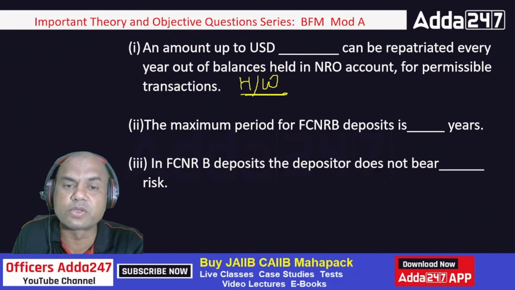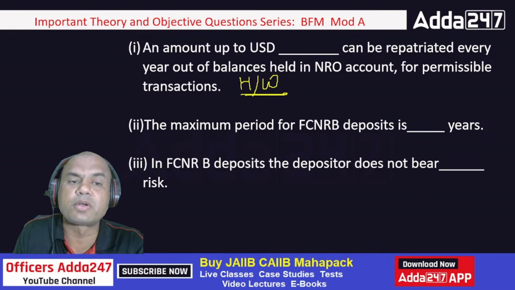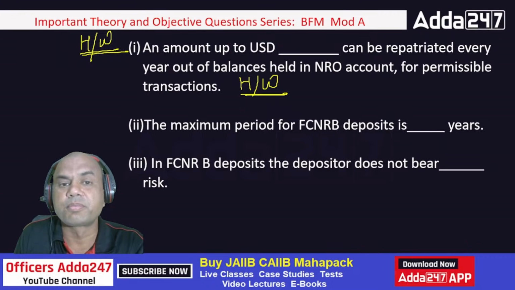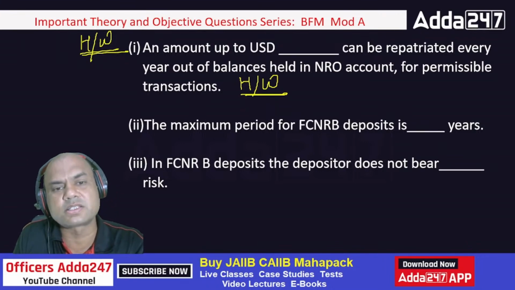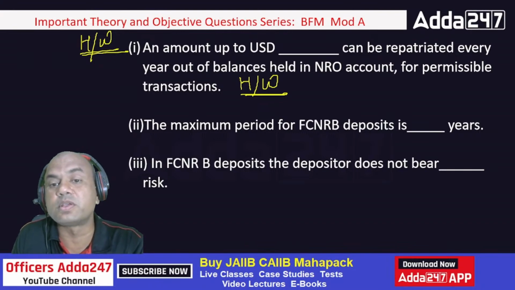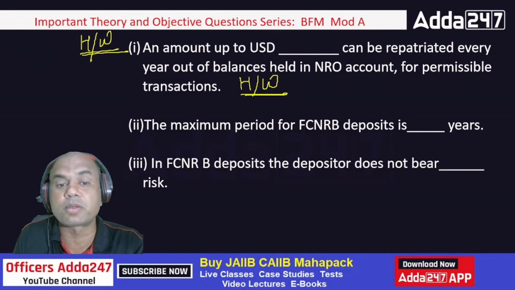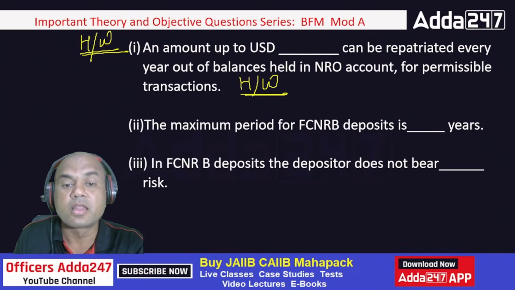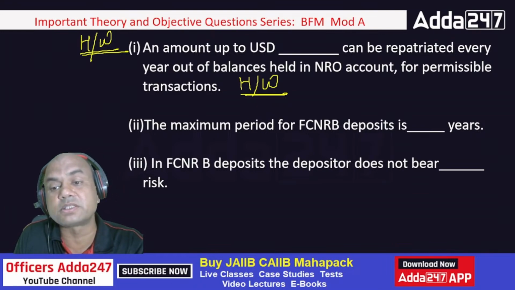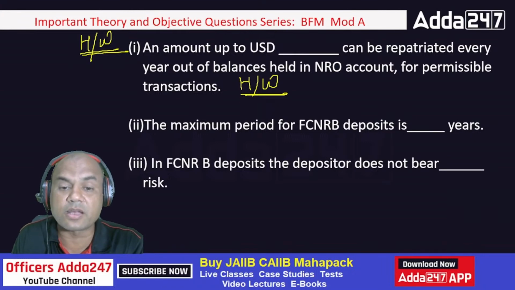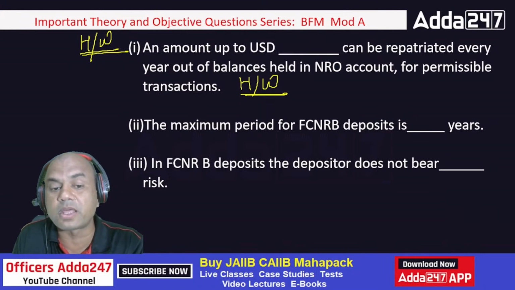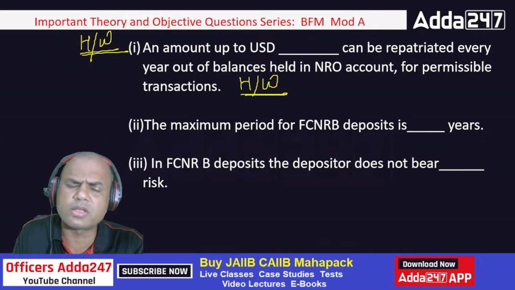Let me put this full slide on homework because I want you to learn. Tomorrow's session I'll answer this again. An amount up to USD dash can be repatriated every year out of the balances in the NRO account for permissible transactions. The maximum period of an FCNR-B deposit is dash years. In an FCNR-B deposit, the depositor does not bear dash risk. All these three you need to answer.